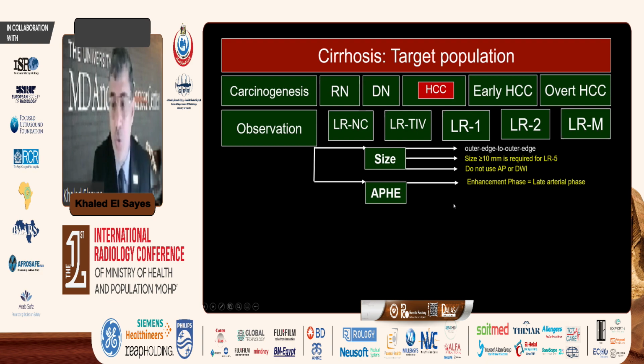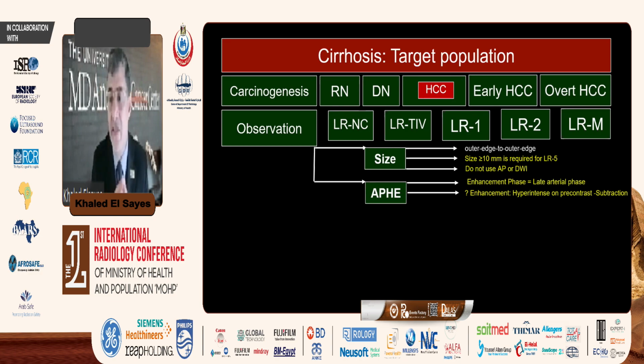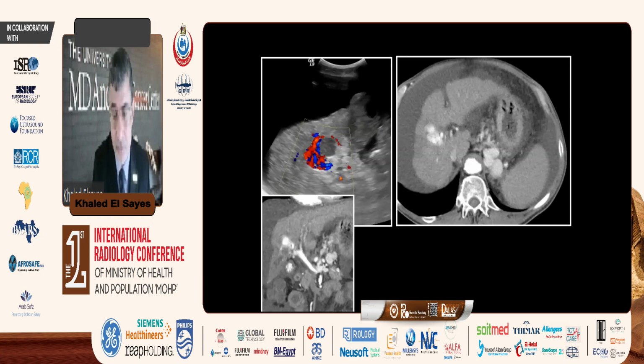So these are the tips and the pitfalls for arterial phase hyperenhancement. Number one, you make sure you're dealing with late arterial phase. You make sure that it's truly enhancing, not that it's hyperdense or hyperintense in the pre-contrast. As I said, in the pre-contrast CT or MRI, you make sure it's not hyperintense or hyperdense. Also, not every hyperenhancing observation is HCC.